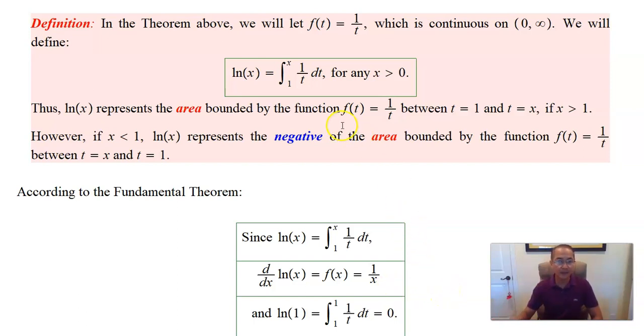And another piece of information we can get from this formula: if you plug in 1 for x, then you're integrating from 1 to 1, 1 over t dt. Wait a minute. You're not going anywhere. You're going from 1 and you're going to 1. So when that happens, we know from the definition of the definite integral that that integral is simply 0. So we know exactly one value for the logarithm function, and that is ln of 1 is 0. That's all we know for now.